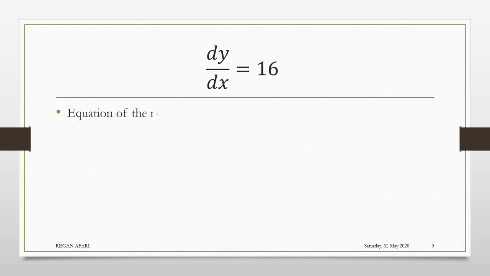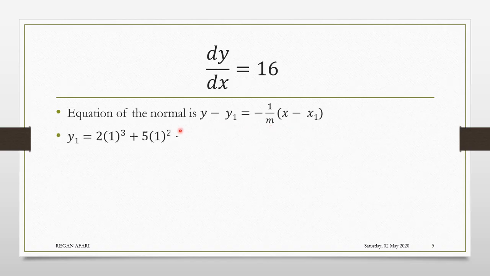We know that the equation of the normal is given as this. All we need to do is find our y1, because the question gave us the x value, which was 1, so we need to find a y. You put the x into the curve, and that gives you 6. So we know y1 to be 6, and we know x1 to be 1. Now the gradient, which is dy dx, is 16, so we just put it here and we are good to go.